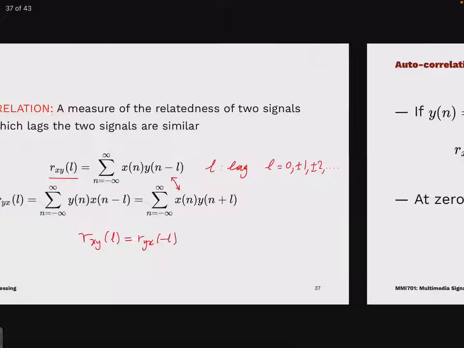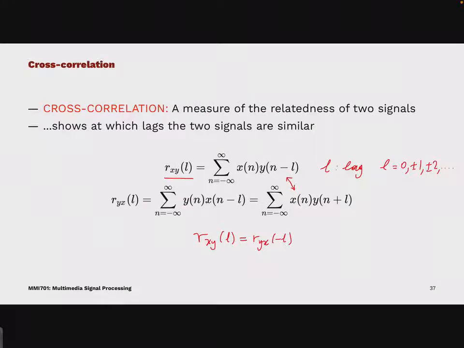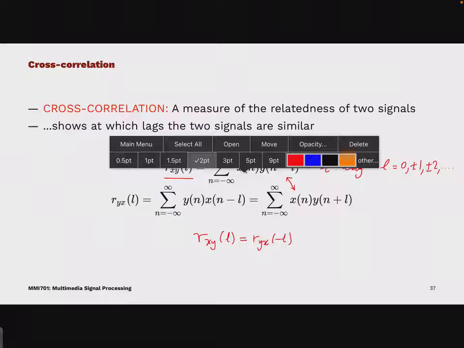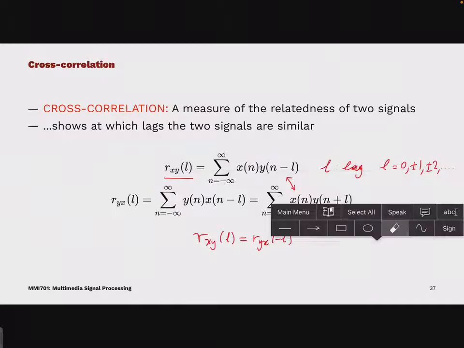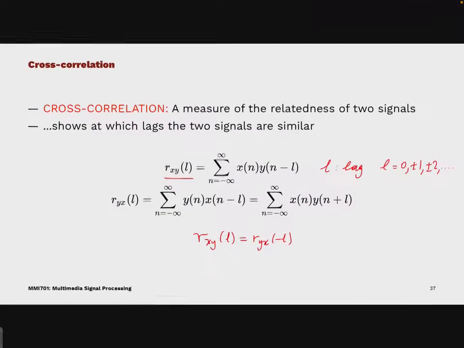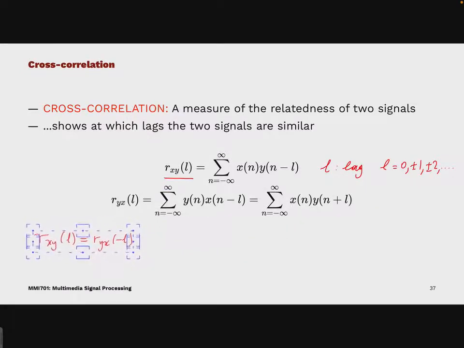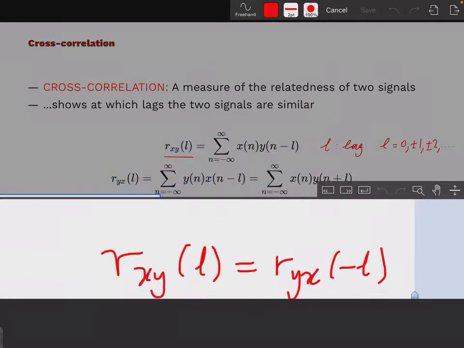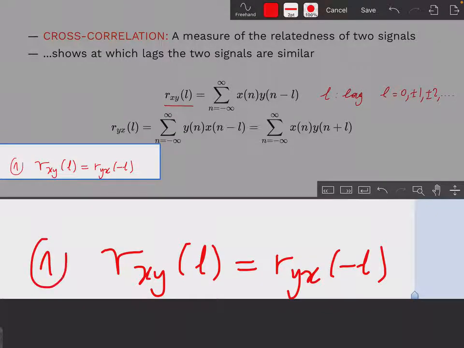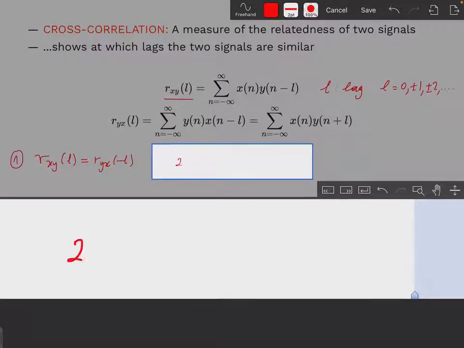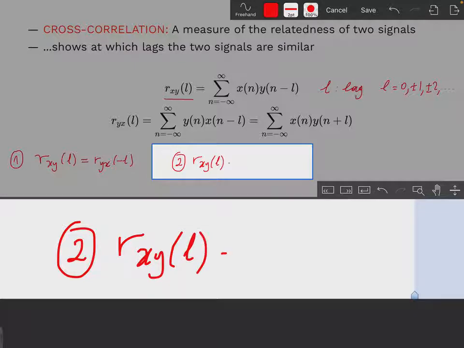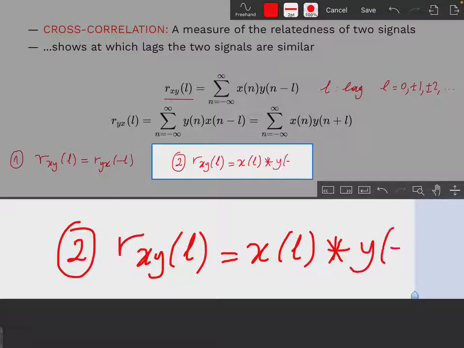Okay, so what else? We can also say that, okay, so I'm just going to delete parts of it. I'm just going to move this a little bit to the side so I can write stuff here. Okay, so that is one important thing. So let me just mark it as 1. And another property of cross correlation is that our xy of L is the convolution of x of L with y of minus L.